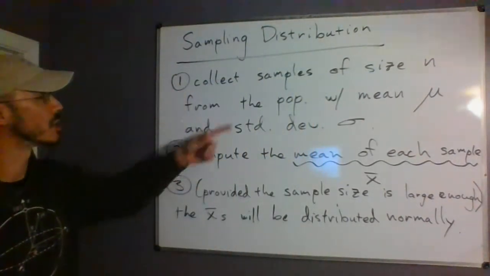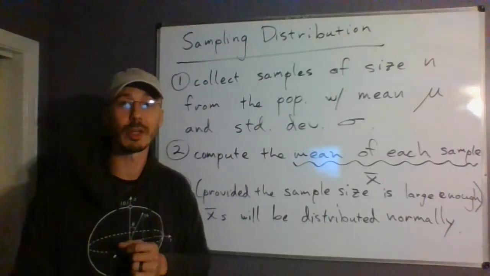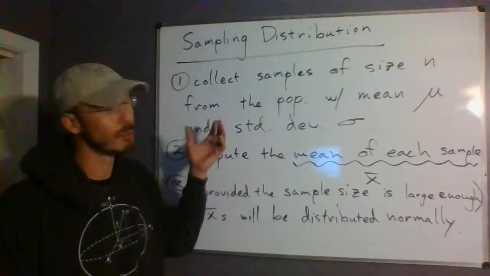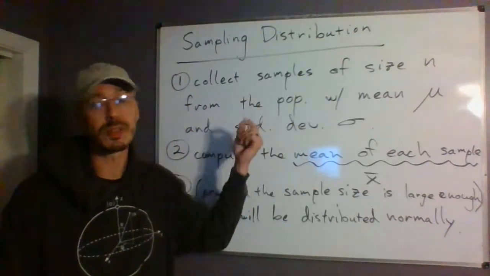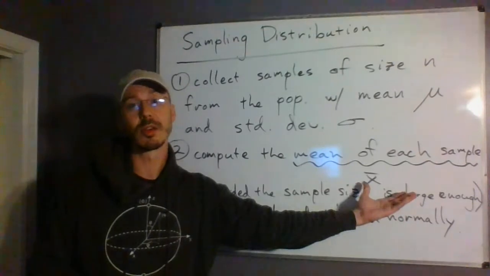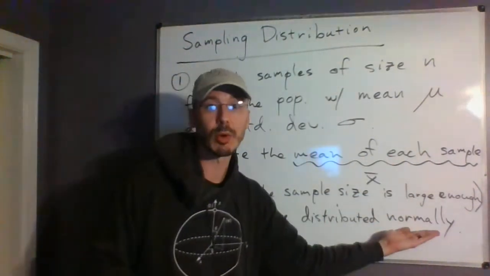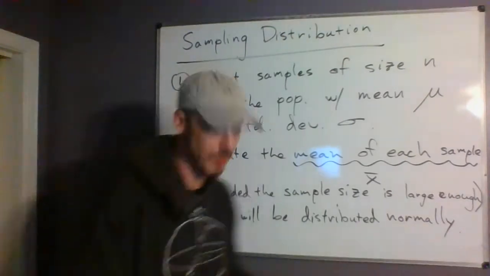It doesn't say here that the population is distributed normally, and it doesn't matter. That's the value of this, that instead of looking at individuals, we look at sample means for different samples. We get a normal distribution, and that we can use.